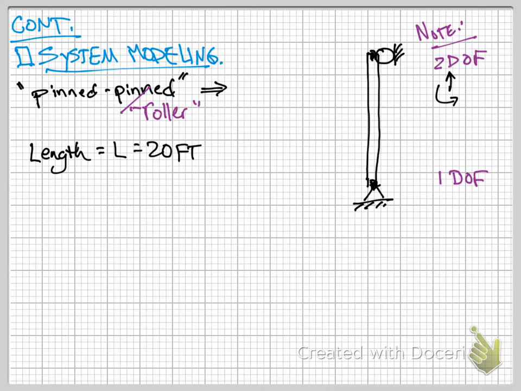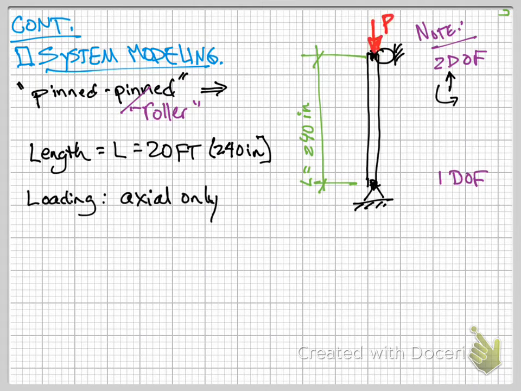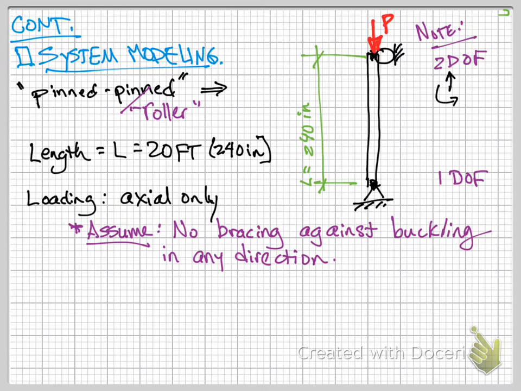The length L is 20 feet. I'm going to also write it here right away in inches because I'm pretty sure I'm going to have that for my unit analysis. And our loading is assumed to be axial only. So note, I want to make sure I state an assumption that there is no bracing against buckling in any direction anywhere along this beam.